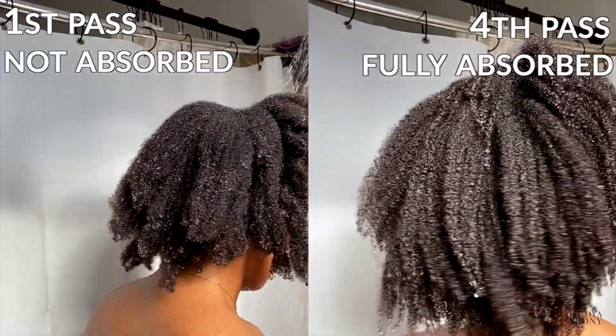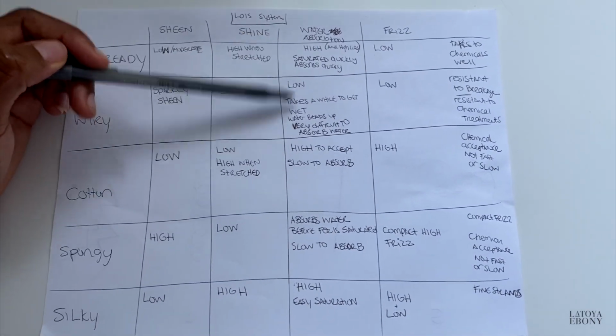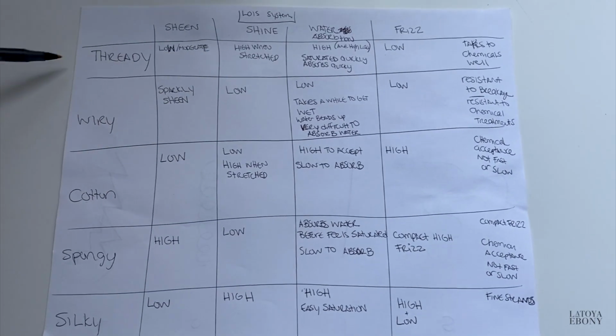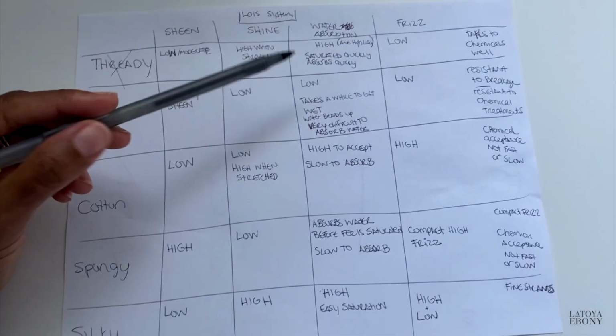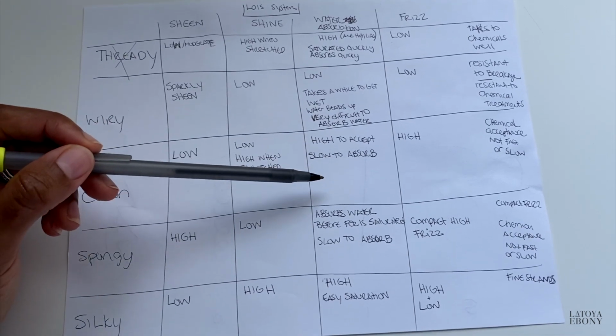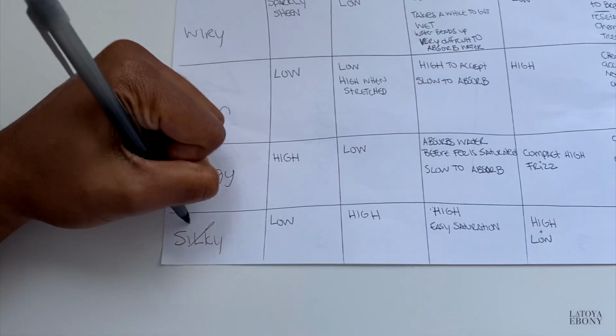See the difference? Back to the chart. Based on the results, my hair is definitely not thready because it doesn't get saturated with water quickly, like at all. Nor is it silky for the very same reasons. So let's look at frizz.